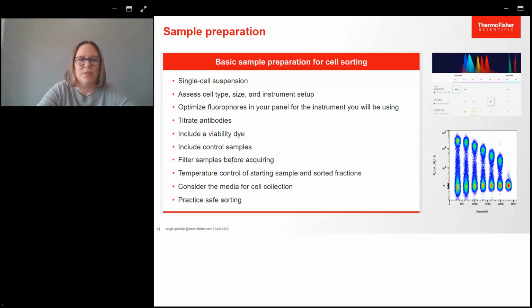Let's switch gears a little bit and talk about sample preparation. This is really key to cell sorting. No matter the instrument you're using for sorting, there are a number of basic guidelines, some of which are listed here. Let's go through those.